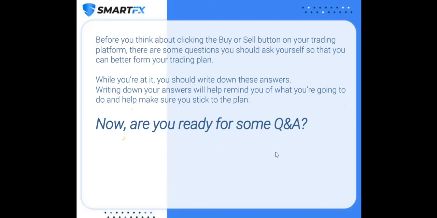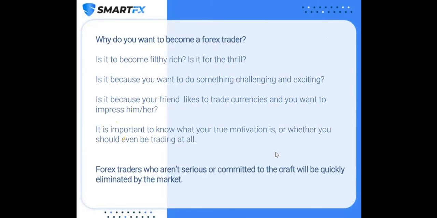Now, if you have a pen and a paper, I would be asking you a few questions. Just get a pen and a paper and write down the answers to these questions that I'm going to ask you now, and make sure that whatever you write is what you are. My first question is, why do you want to become a forex trader? Is it because somebody told you that you become filthy rich, or does it give you excitement, or is it something that is challenging you, or is it just because your friend is trading and you also want to impress him or her? It is very important for you to ask this to yourself. Pen it down and ask yourself what kind of a trader you are.